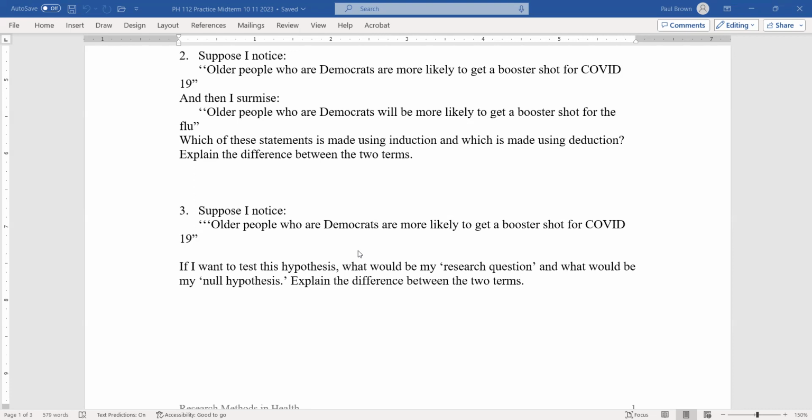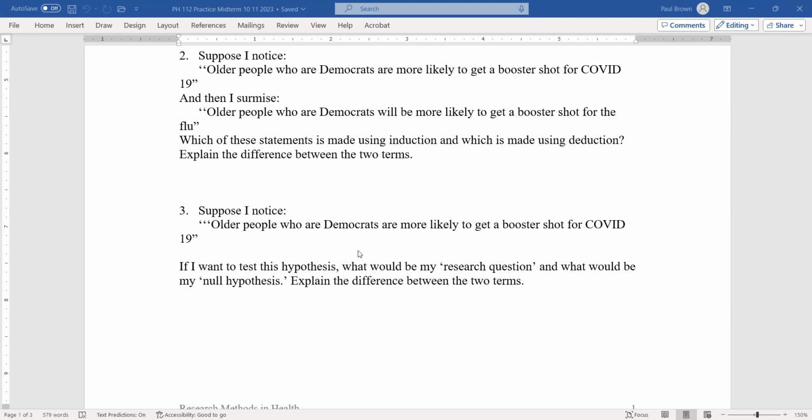The difference, like a research question could be, are Democrats or Republicans more likely to get flu shots, right? That's a research question. Your hypothesis could be Democrats are more likely than Republicans to get flu shots. And so your null hypothesis is Democrats are no more likely than Republicans to get flu shots. Okay, so do you understand the difference between those things?